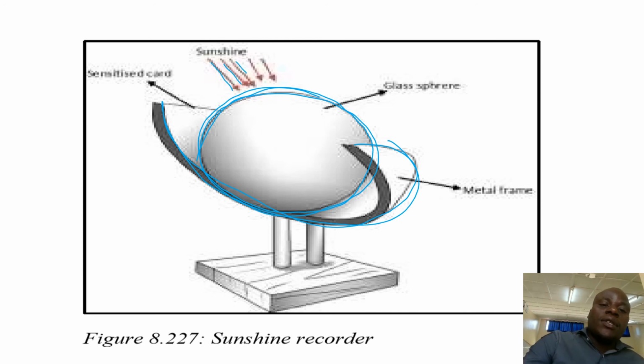The sun's heat comes through a process of radiation and heats the glass sphere. But remember, there is a sensitized card with some lines, trace. When there is too much sunshine, the trace will get burnt, but the amount will be recorded on the card. So you come and read the card, and you will know the amount of sunshine received in terms of hours and minutes. Thank you.